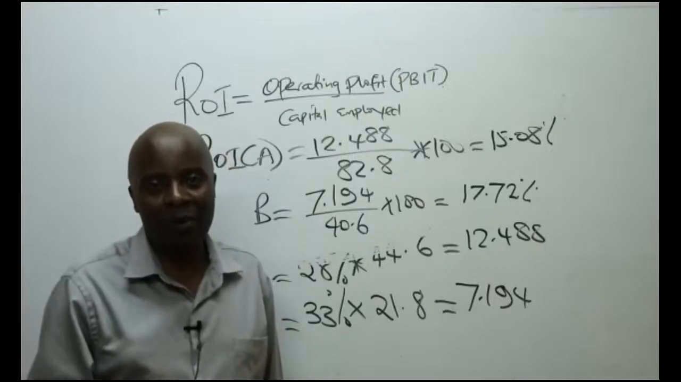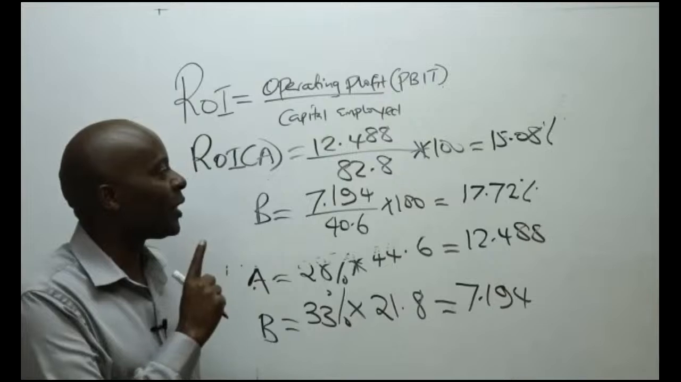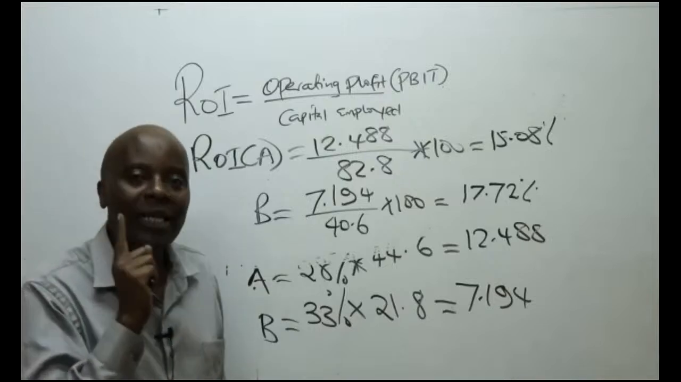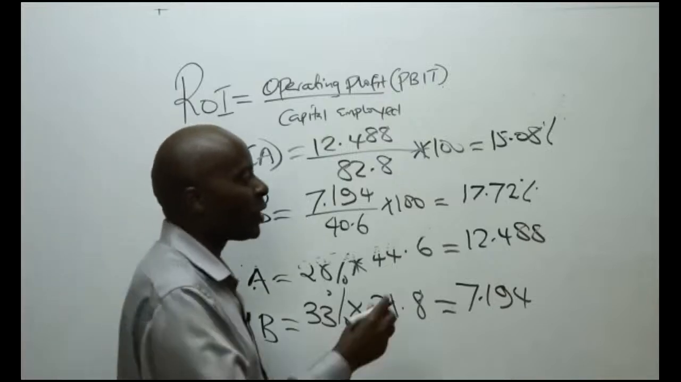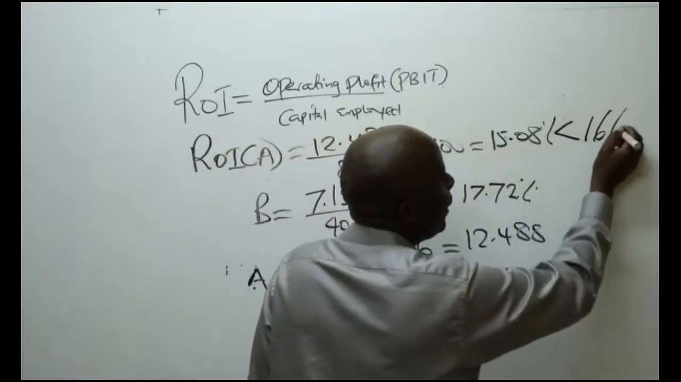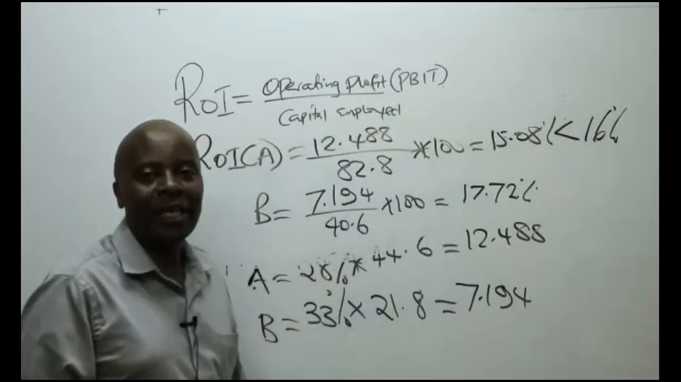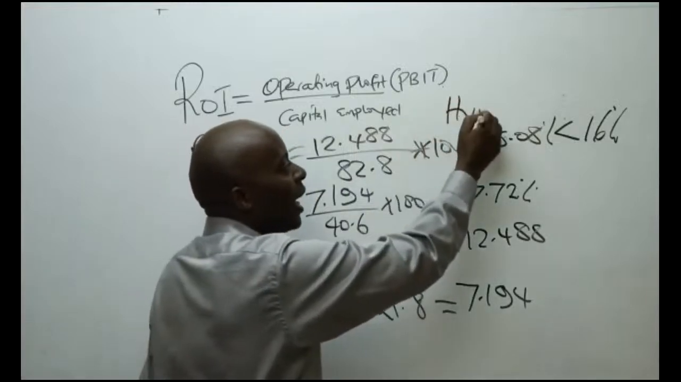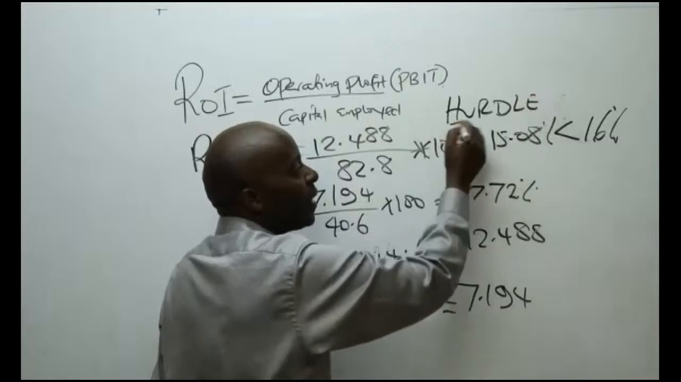The better the performance. After all, even project A will not be accepted at all. Why? Because the 15.08% is less than the hurdle rate.